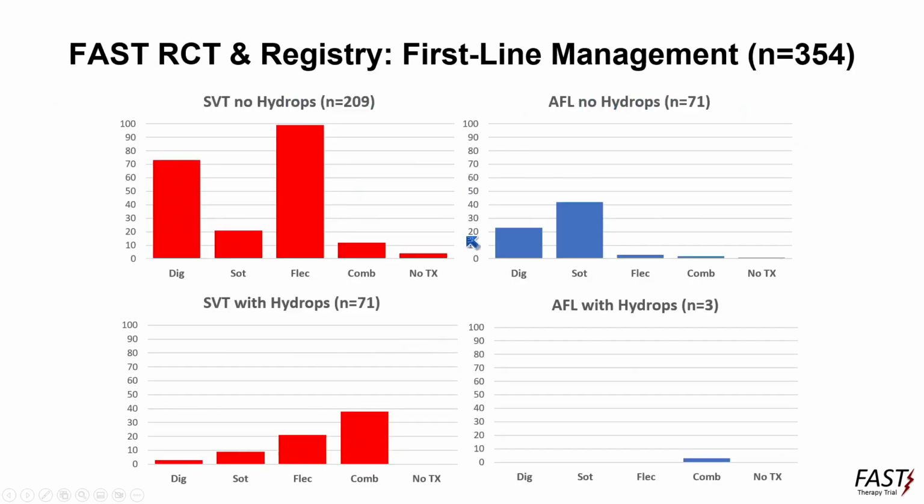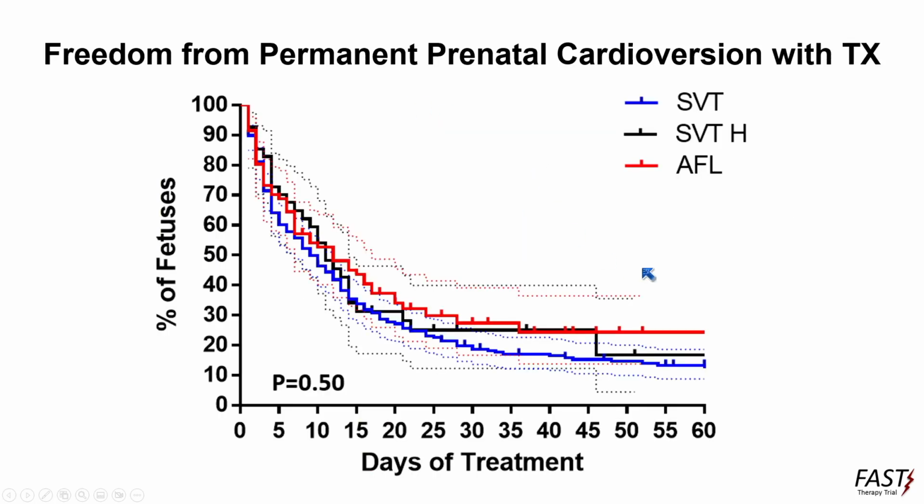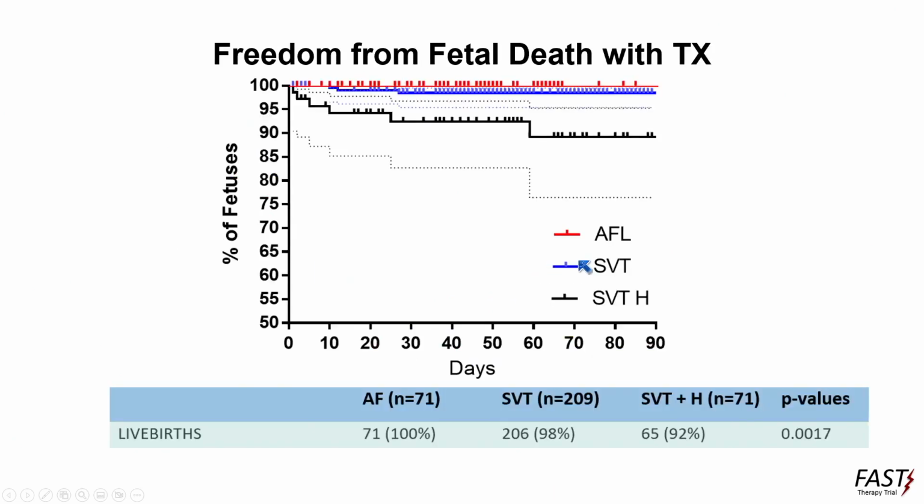I'm running late, so I will not go too much into it. I think the main thing I can share right now is that most patients, irrespective of the SVT, with or without hydrops, and atrial flutter, most of them we are able to cardiovert, but it takes time. You need to have patience. You can't rush it. You can't expect a fetus to respond within 2-3 days to antiarrhythmic treatment.